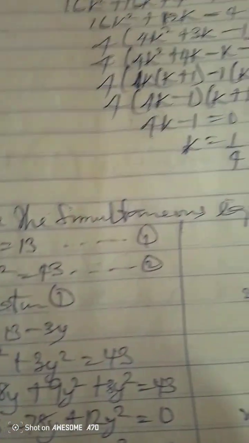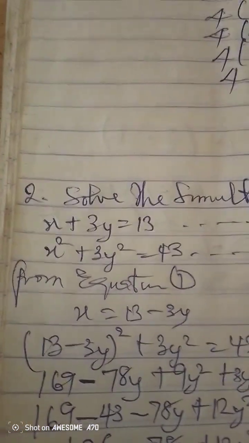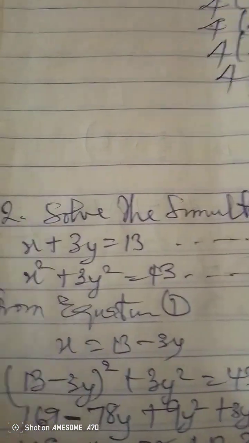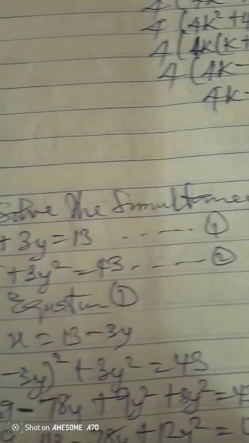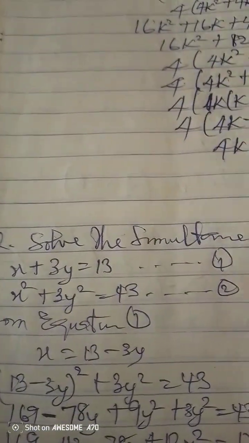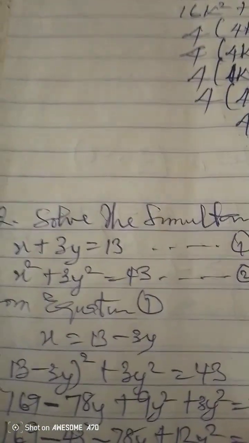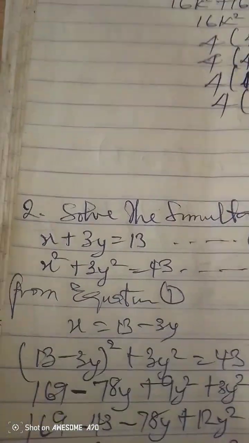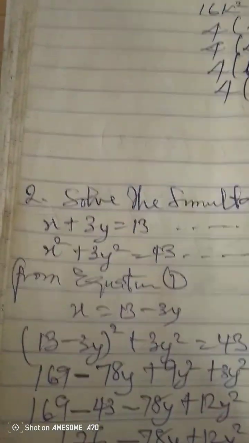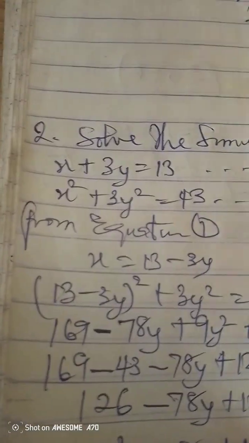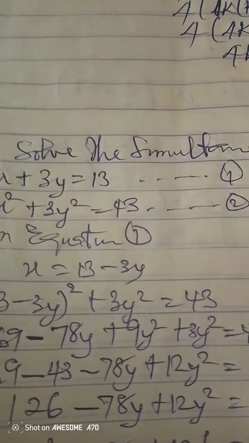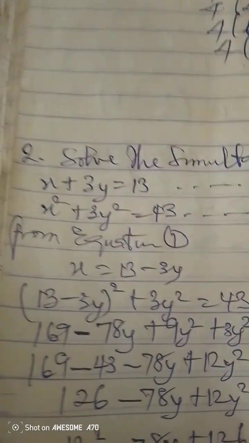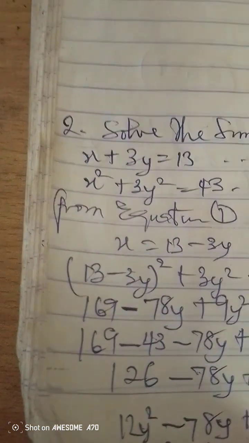The second question says: solve the simultaneous equations x plus 3y equals 13 and x squared plus 3y squared equals 43. These are two simultaneous equations, one linear and one quadratic. Using the substitution method, we make x the subject of the formula in equation 1. From equation 1, x equals 13 minus 3y. In that case, we substitute x in equation 2.